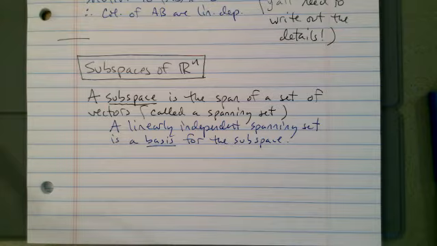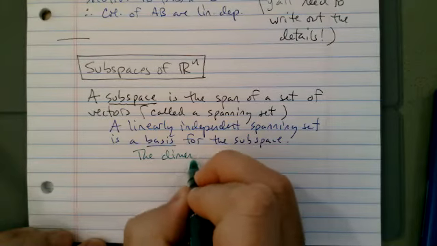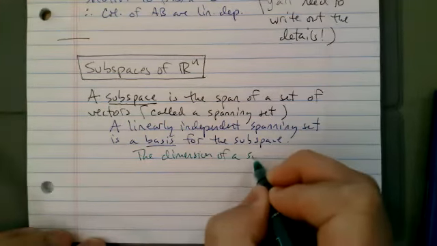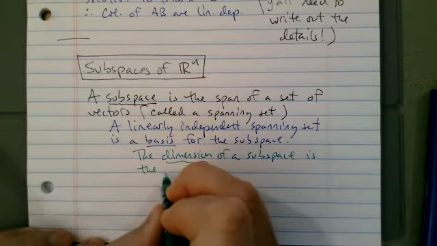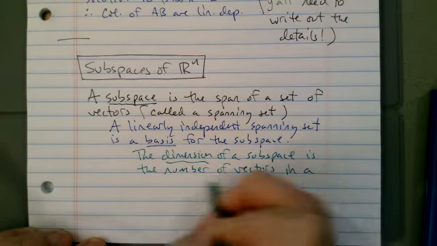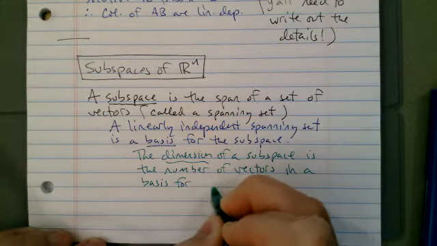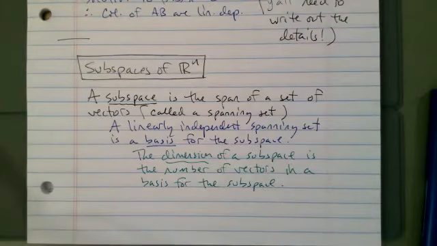The dimension of a subspace is the number of vectors in a basis. The dimension of a subspace is the number of vectors in a basis for the subspace. Some of you were using the word dimension, and now this is what it means. The dimension of a subspace is the number of vectors in a basis for the subspace.